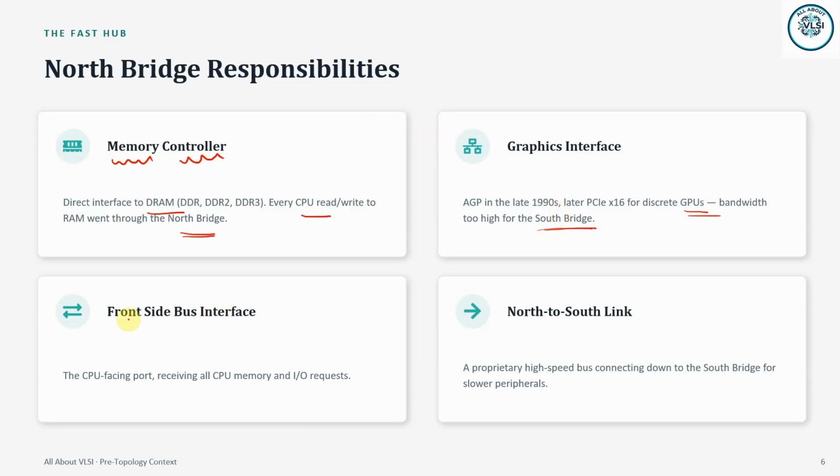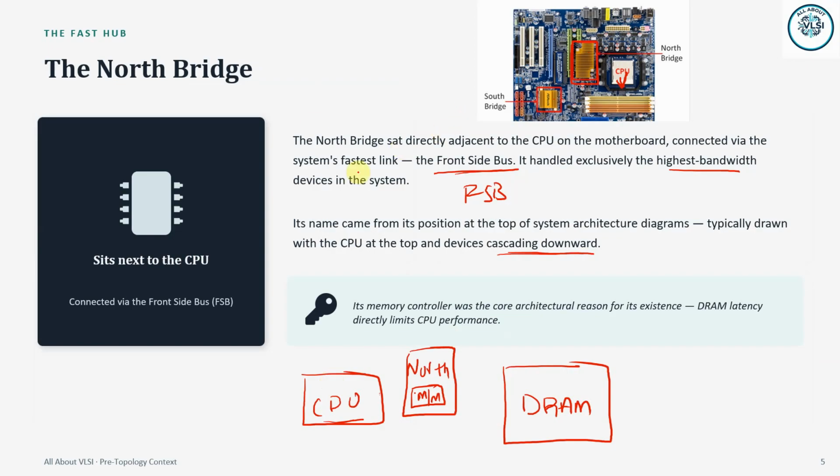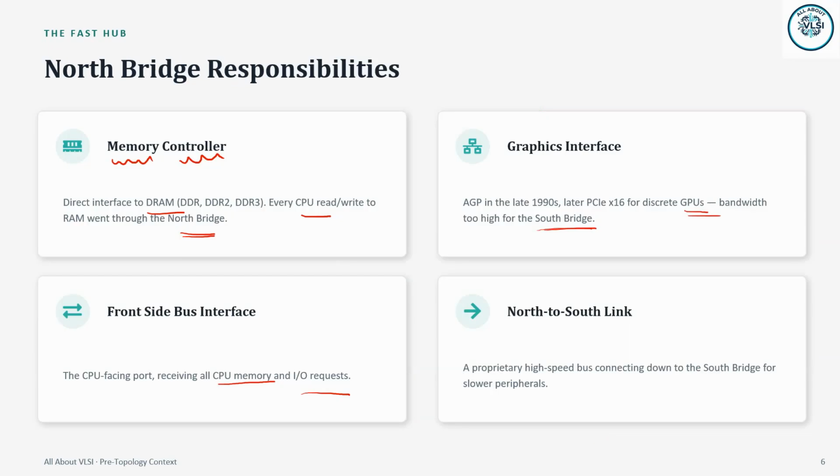And next is the front side bus interface. So what do I mean by front side bus interface? It is the CPU-facing port, which receives all CPU memory and input output requests. This front side bus connects my North Bridge to my CPU, and it facilitates all the high speed memory operations and input output requests coming from my peripheral devices.